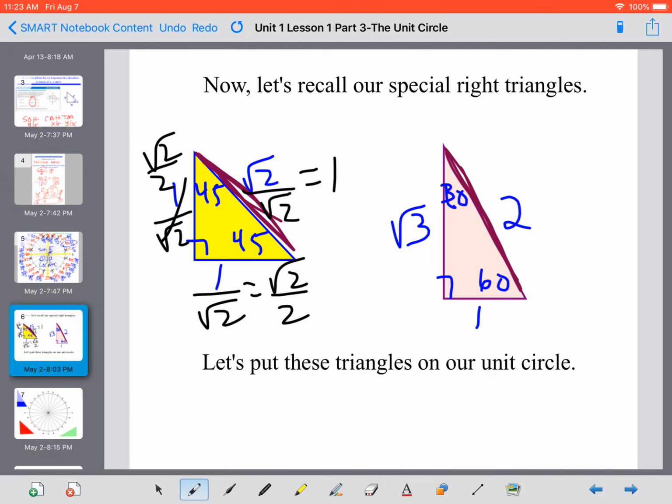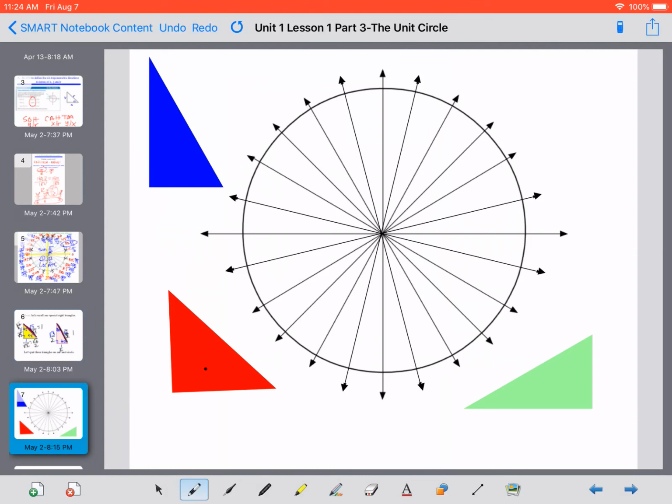Same process with the 30, 60, 90 triangle. My radius has to be 1 on a unit circle. So I'm going to divide everything by 2. So those are your ratios on a 30, 60, 90 triangle. All right, so let's put this together.